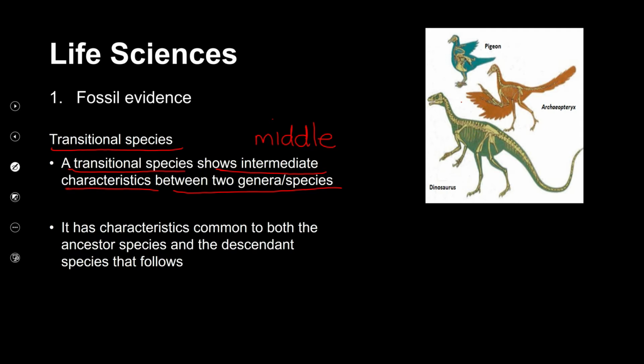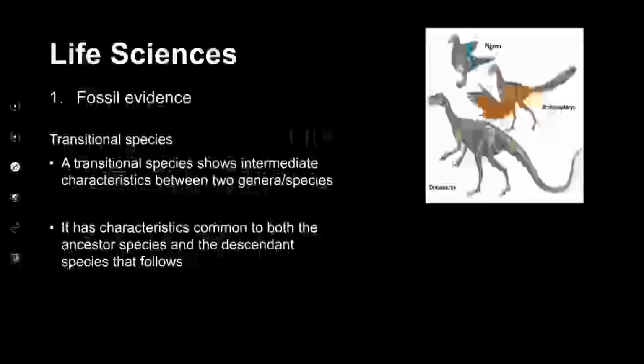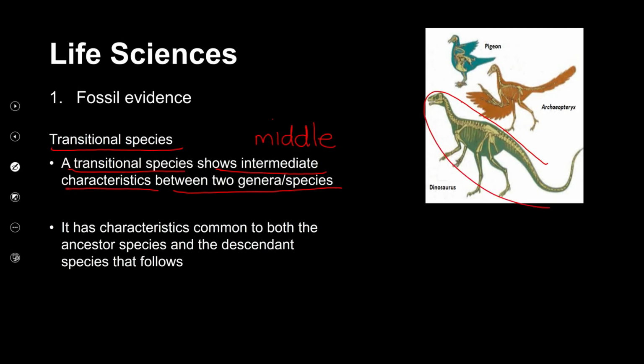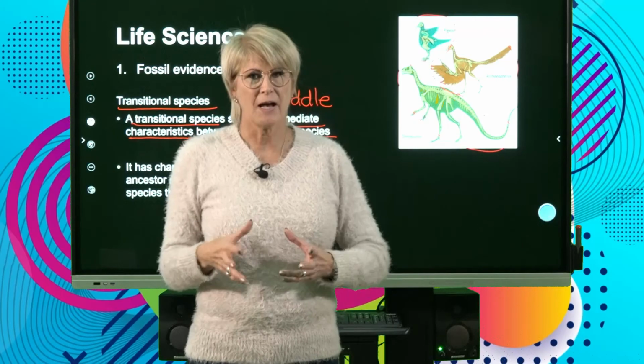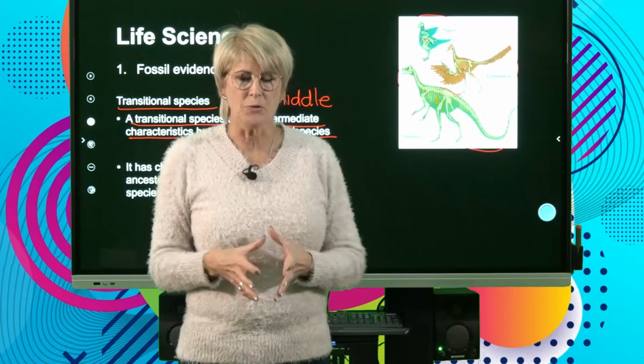So if we have a look here at the diagram, we can see over here we have dinosaurs, okay, and here we have the pigeon. All right, so those are two different species, and our transitional species is what is known as Archaeopteryx. And Archaeopteryx was a fossil that was found in a lake in Germany.